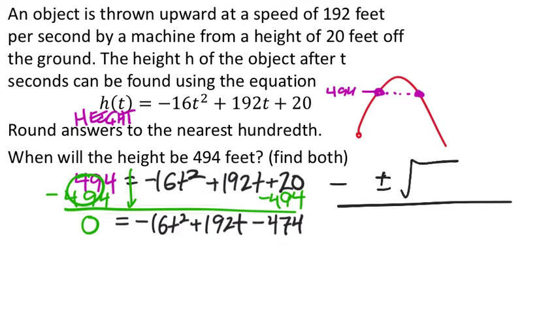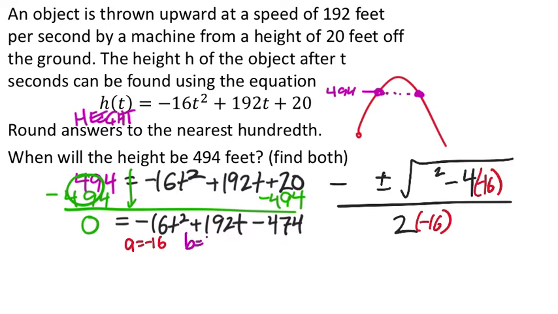Again, we'll do it twice in the calculator, but it's the square root of b squared minus 4 times a times c, all over 2a. What I have right now is an a value that's negative 16. I'll put the negative 16 where the a's go. And then I've got a b value that's 192, which is rather large, positive 192. And then a c value that is negative 474.